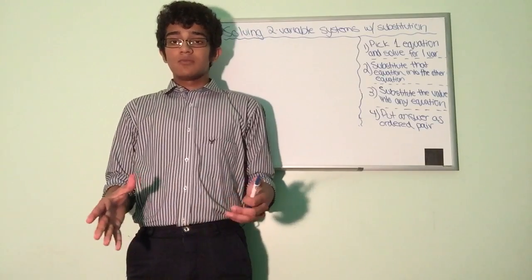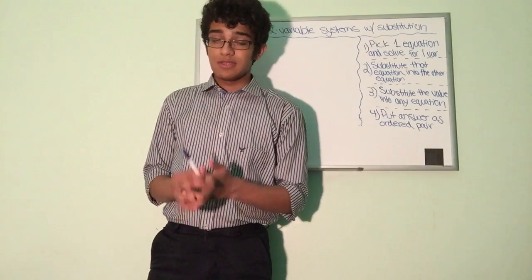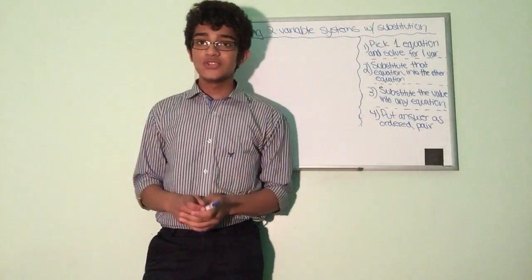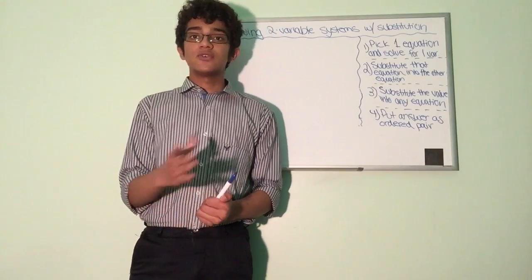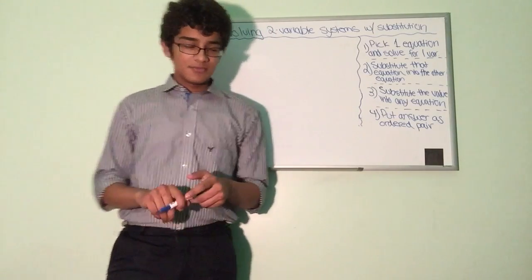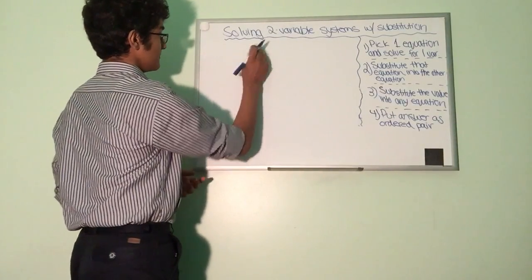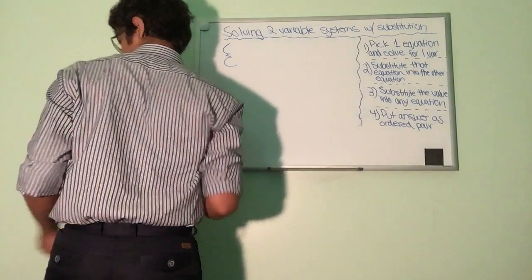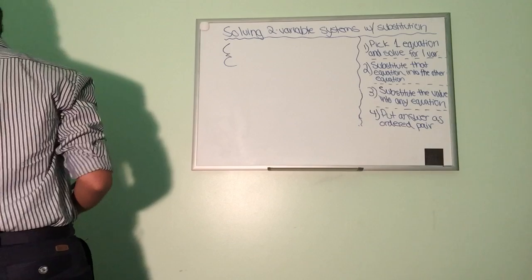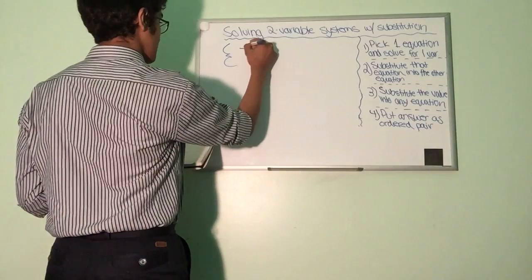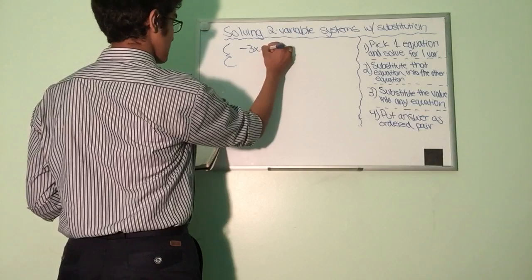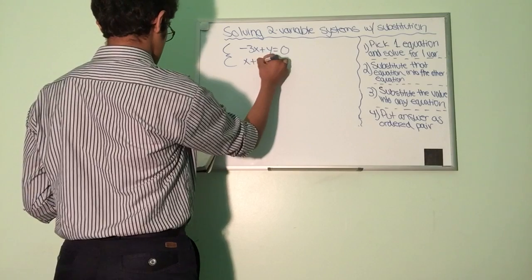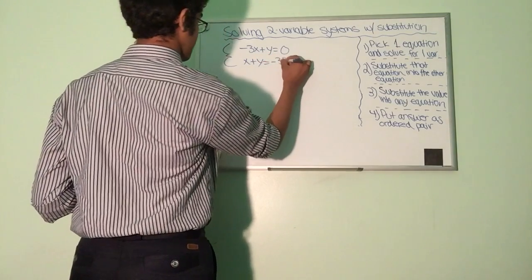So there are multiple algebraic ways, and in this video I'll be going over how to solve a two-variable system using substitution. There are other methods, and I'll go over those methods in future videos. So let's take a fairly simple system to start out with, and let's just take negative 3x plus y equals 0 and x plus y equals negative 32.